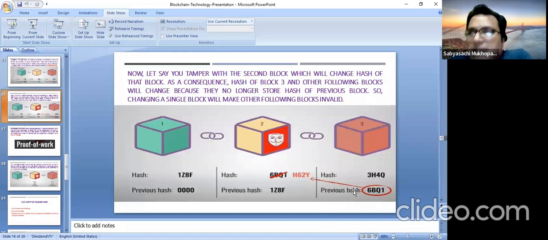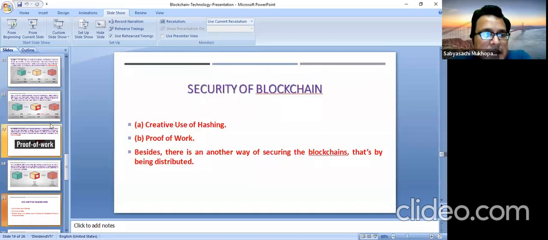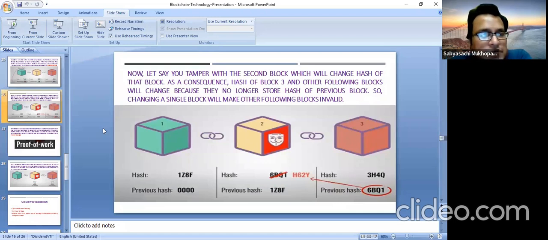In this way, the third block, fourth block, fifth block, all the existing blocks that are attached to each other, if you suddenly change the hash value of block two, it will affect the other blocks. So it will no longer remain the same blockchain. In that case, it will emerge as a new blockchain, so the current blockchain will become invalid.